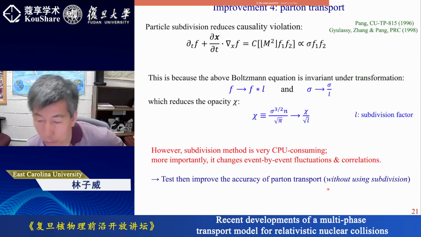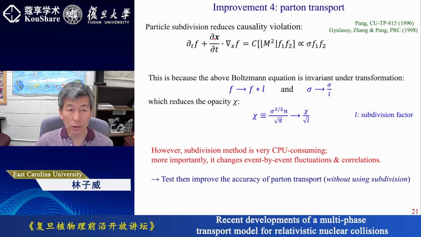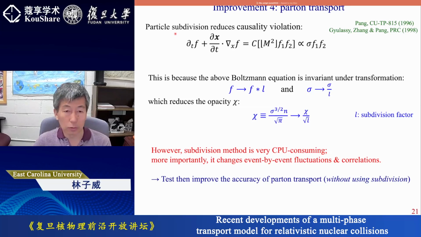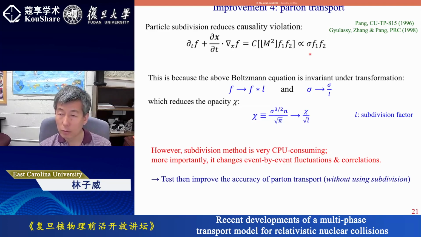There's a way to cure the causality violation and recover the exact, accurate solution of the Boltzmann equation. And this method is called the parton subdivision method, or sometimes called the test particles method. The method works because the right-hand side of this Boltzmann equation, the collision kernel, is proportional to the cross-section times two distribution functions. And if you do a transformation by multiplying the distribution function by a value L larger than 1, and decrease the cross-section by the same value, if you do these two transformations together, then you can see that the Boltzmann equation remains invariant. Therefore, we're solving the same equation.